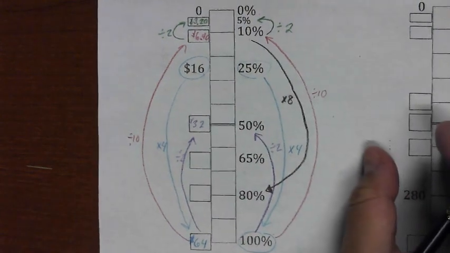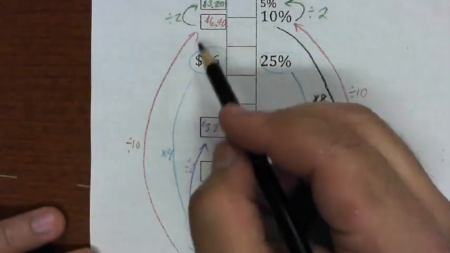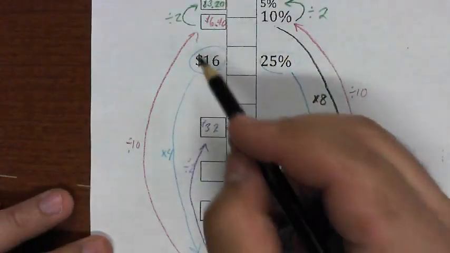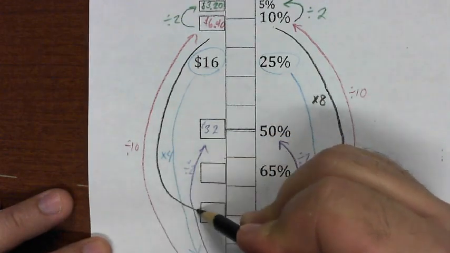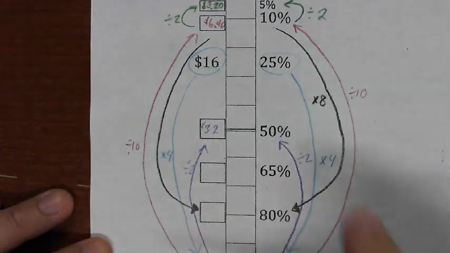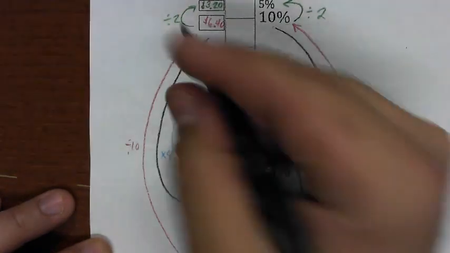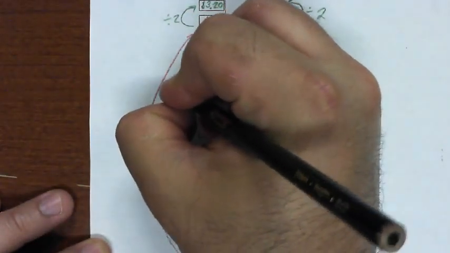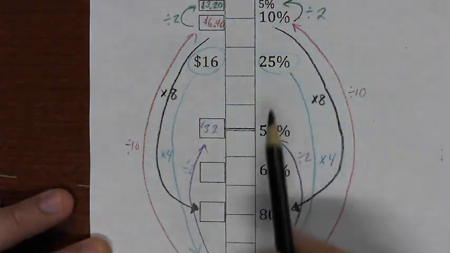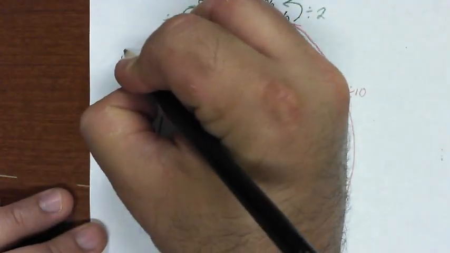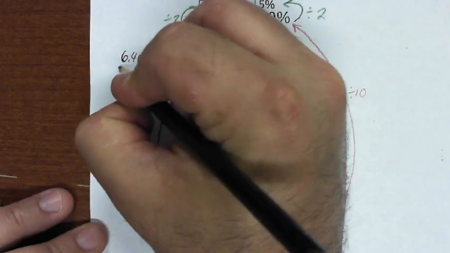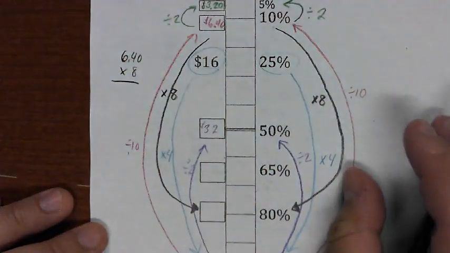So if I do that on that side, then I can also do the same thing on this side. This $6.40, I'm going to bring it here and I'm going to multiply it by the same number, which is times 8. So I'm going to put it right here, about the same amount times 8, so that I can go ahead and get this number. So $6.40 times 8 is what's going to be my answer for that.